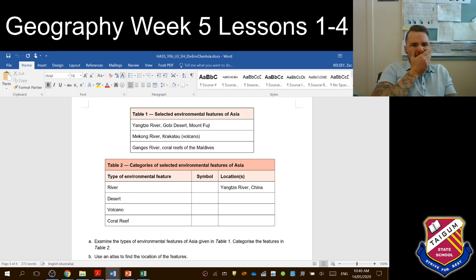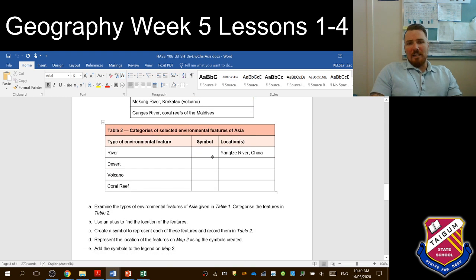So in this one you need to categorise whether each of these environmental features that we saw in our earlier PowerPoint, and remember you can rewind to that, is it a river, is it a desert, is it a volcano, and is it a coral reef? You need to put the appropriate one in each of those. And there's going to be a symbol that you need to make up for a river, a desert, a volcano, and a coral reef.